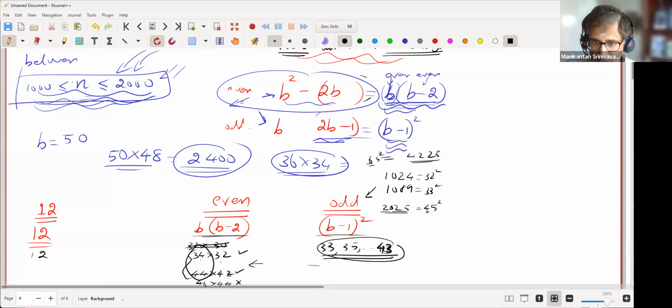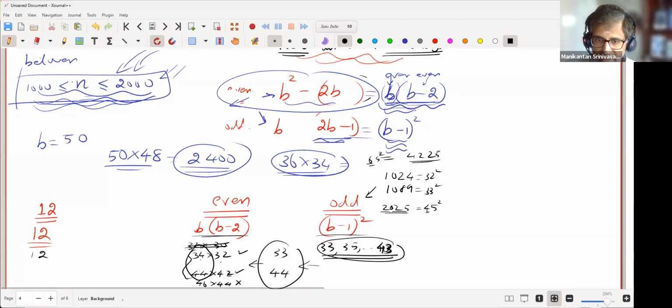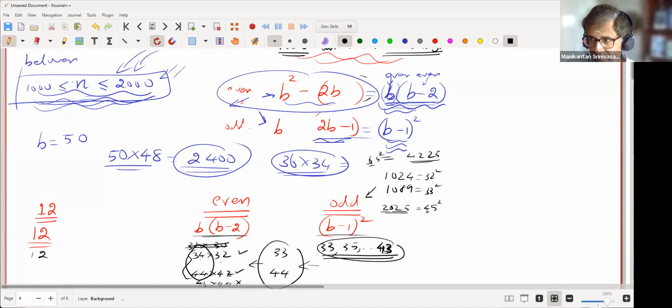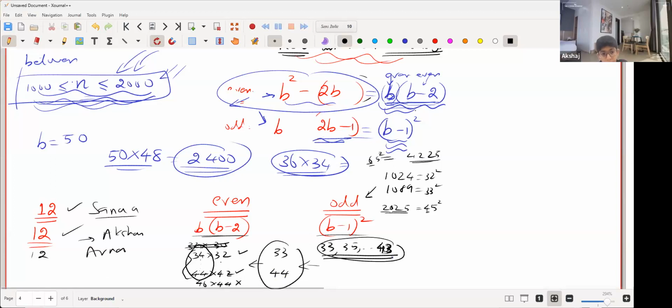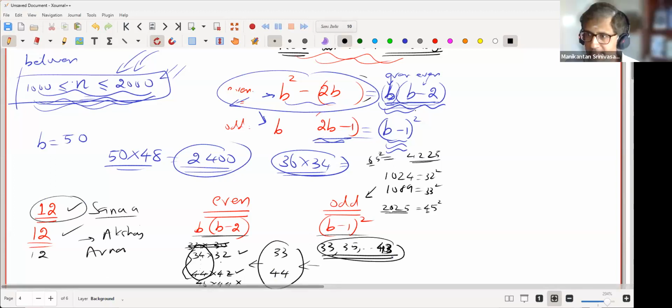Summarizing, I can count all numbers from 33 all the way till 44, which is indeed 11 plus 1. When you count numbers, you should do the difference plus 1. So 12 indeed is correct. Well done, Sana. Sana was the first one to report this, followed by someone else. Akshaj, was that you? Yes, sir. Okay, well done. Does it make sense, guys?